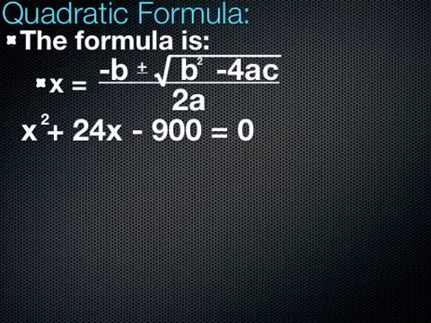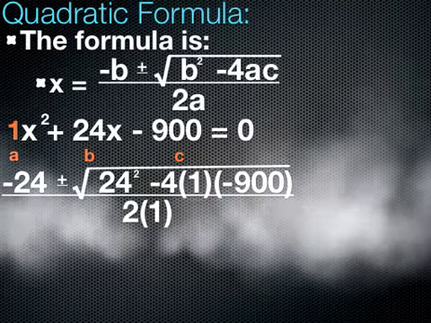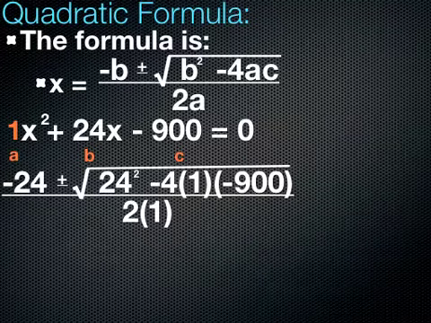For my a, b, and c, a would be the constant in front of your x squared, which is an understood 1, so 1 would be a. My b would be 24. And my c is going to be negative 900. What I need to do is take that formula and plug in 1 for a, 24 for b, and negative 900 for c. So I'm going to have negative 24 plus or minus the square root of 24 squared minus 4 times 1 times negative 900, all divided by 2 times 1.